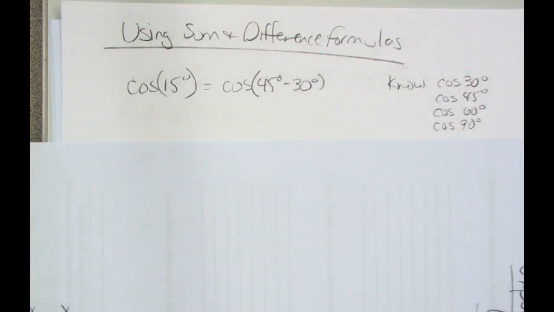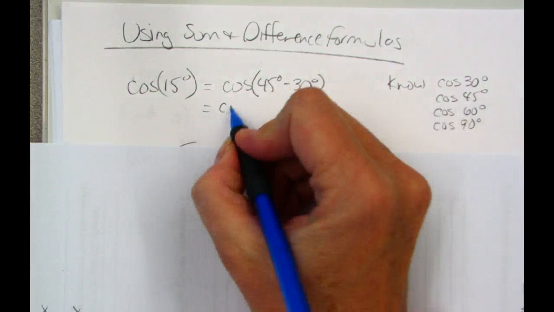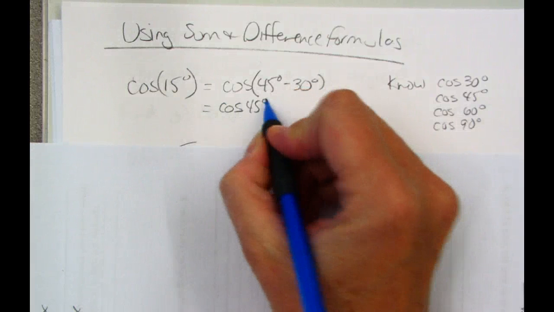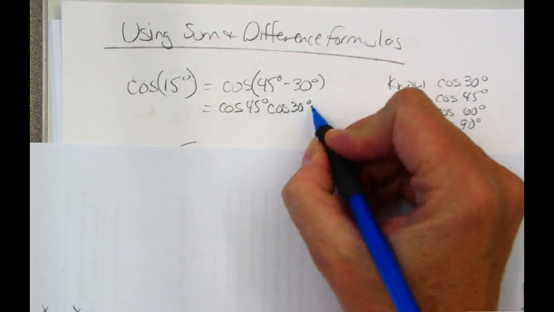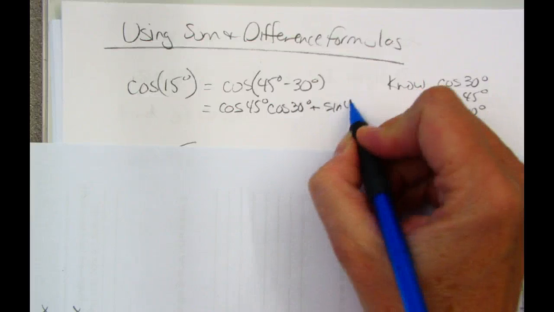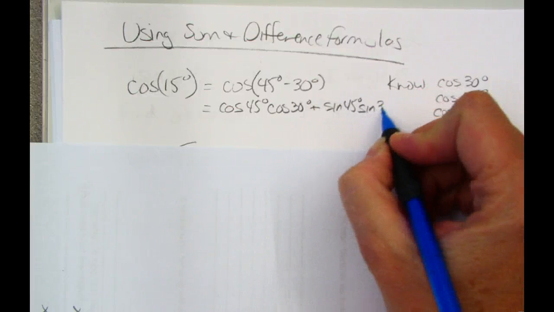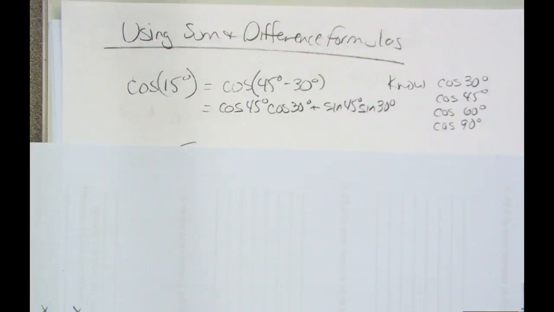Do you agree? Now I'm going to use the difference formula, the very first one in your notes. So let's see, what was that? Cosine of the first times cosine of the second. The signs did not match, so sine of the first times sine of the second, right? And I know all four of those. I can answer now cosine of 15 degrees without a calculator.